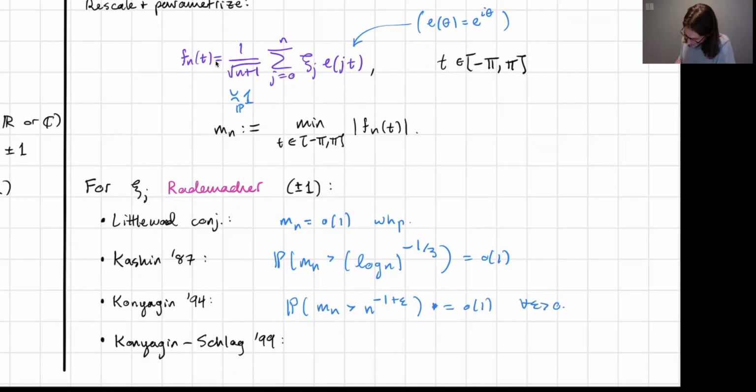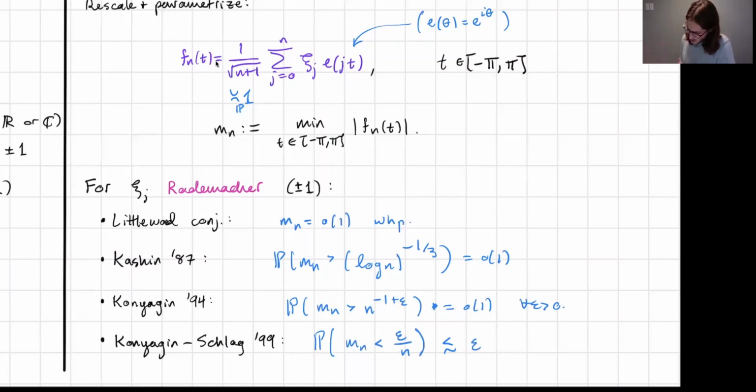And then with Schlag, they were able to get a lower tail estimate, so that the probability that this is smaller than epsilon/n, for any epsilon, is bounded by epsilon up to constants. So these two results here. This says that if mn times n converges to a limit, then it'll have a bounded density, at least near 0. So that's what this result says. And here it says it can't get too much larger than 1/n.